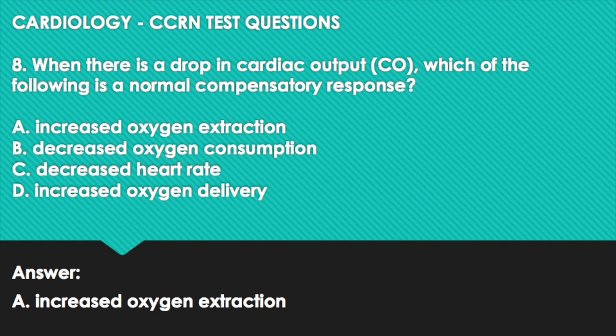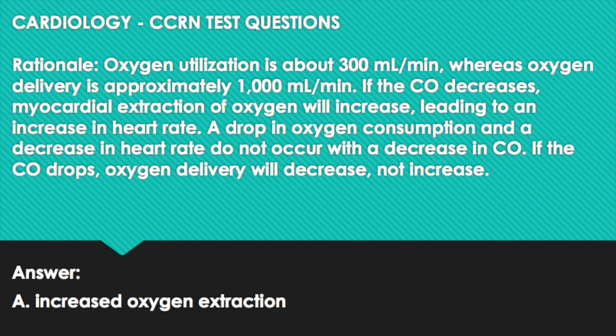And the answer is increased oxygen extraction. Oxygen utilization is about 300 milliliters per minute, whereas oxygen delivery is approximately 1,000 milliliters per minute. If the cardiac output decreases, myocardial extraction of the oxygen will increase, leading to an increase in heart rate. A drop in oxygen consumption and a decrease in heart rate do not occur with a decrease in cardiac output. If the cardiac output drops, oxygen delivery will decrease, not increase.